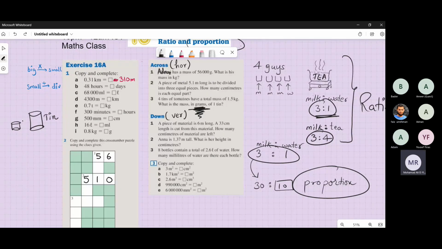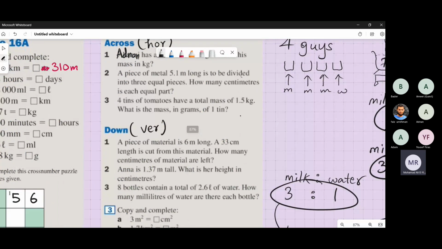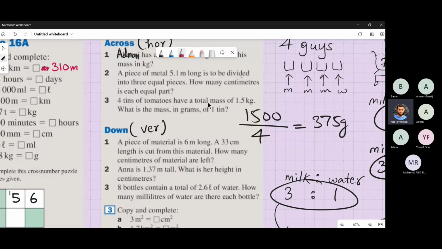Mr. Do you want the answer? Yes, tell me. 375 grams or 0.375 kilograms. Okay, how did you get it? I made it from kilograms to grams, which is 1,500. Then I divided by 4. I did 1,500 over 4, and then I got 375. Very, very good.